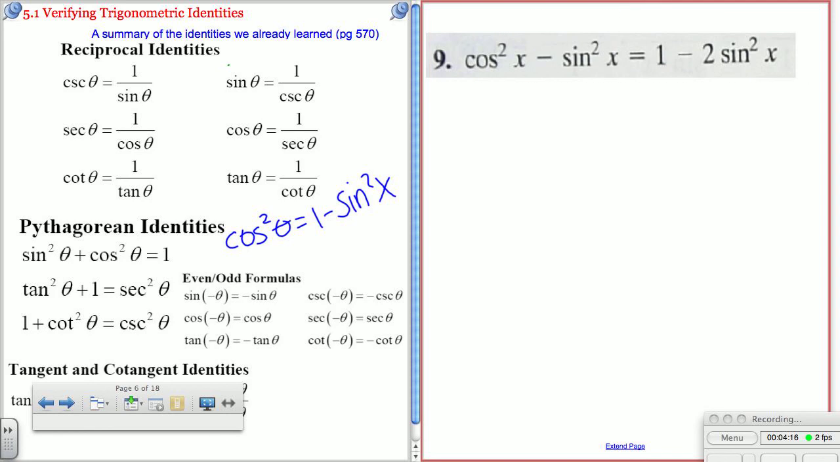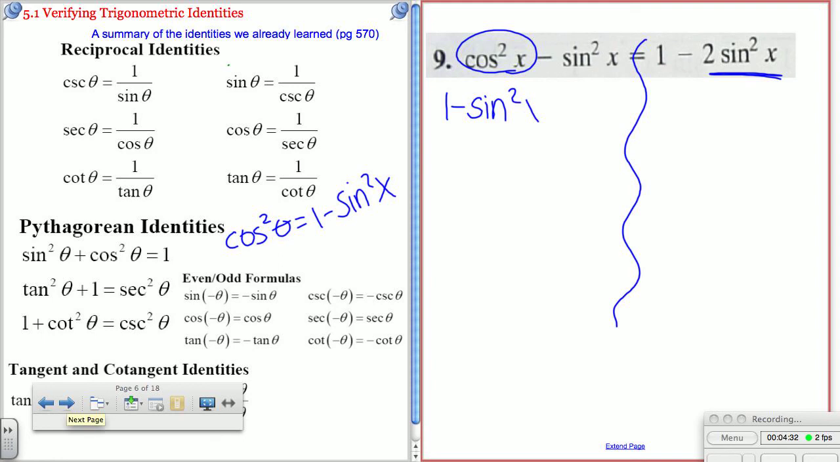Number 9. I'm going to go ahead and start with the left-hand side. I see on the right that all I want is sines left. So somehow I need to get rid of this cosine. And I know with Pythagorean identities that cosine squared is 1 minus sine squared. And I have a negative sine squared x and another negative sine squared x, so I have negative 2 sine squared x's. And that's what I wanted it to equal.